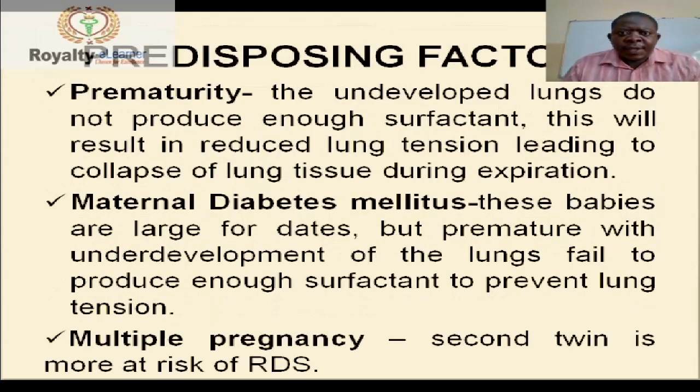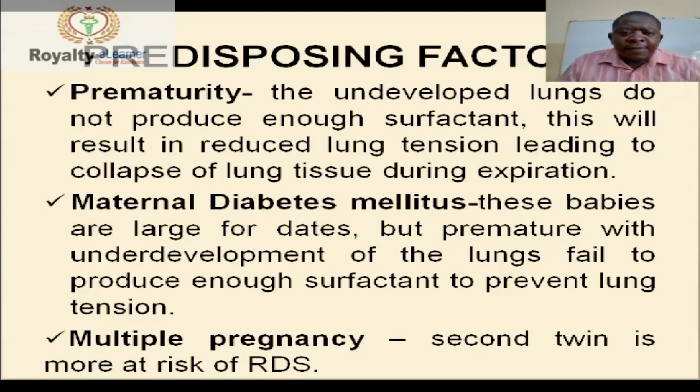Predisposing factors. Here we are looking at conditions that may predispose the patient, that is the baby, to having RDS. One of them is prematurity. With prematurity, the underdeveloped lungs do not produce enough surfactants, and this will result in increased surface tension, leading to collapse of lung tissue during expiration. So our first predisposing factor is prematurity.